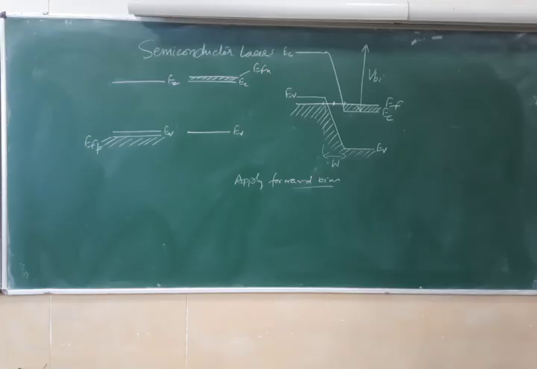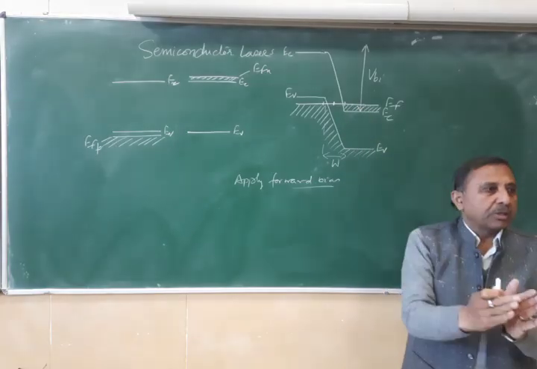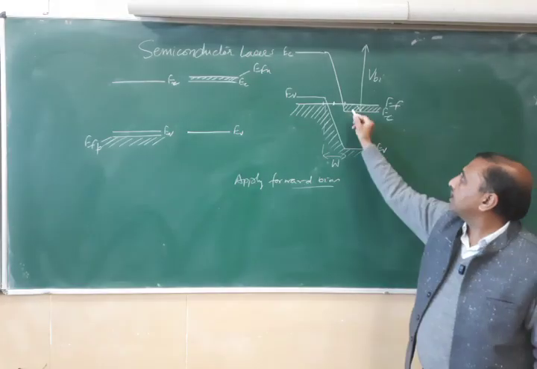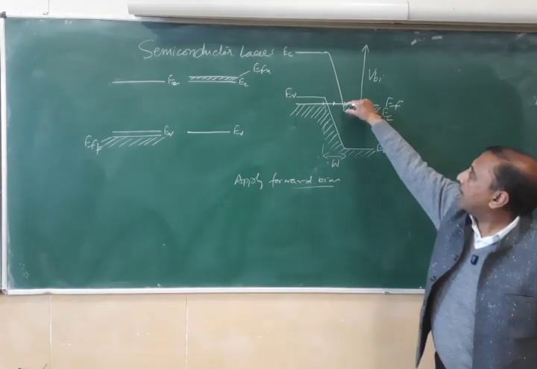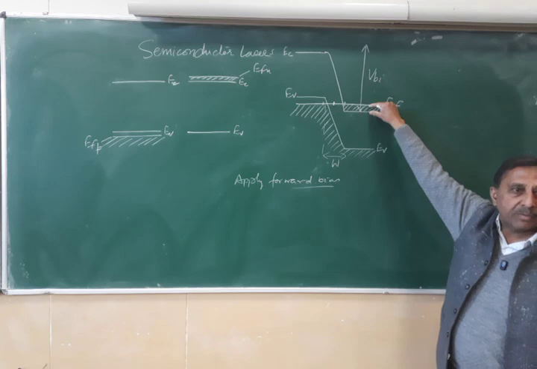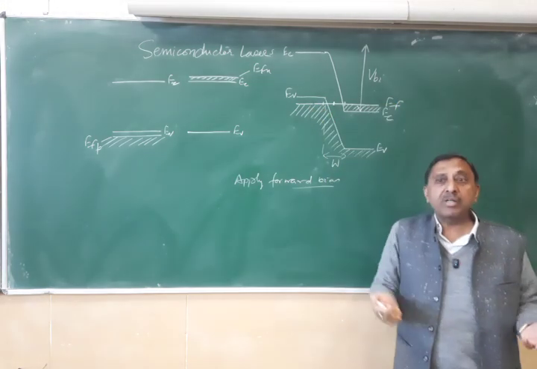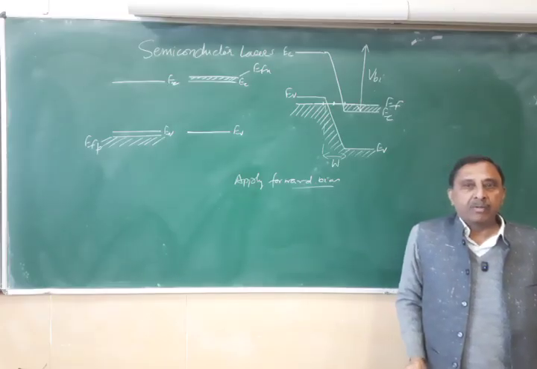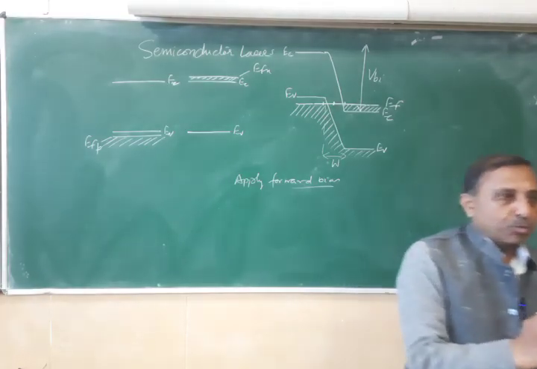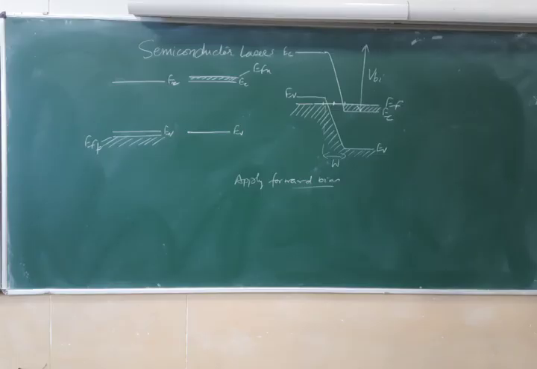And the moment the depletion layer width reduces, the two regions approach each other. Which two regions? The region where you have enough electrons in the conduction band on the N side, and here the region where you have enough holes in the valence band. These two regions are near the junction, slightly away from the junction, but when you apply forward bias, these regions will approach each other due to forward biasing.